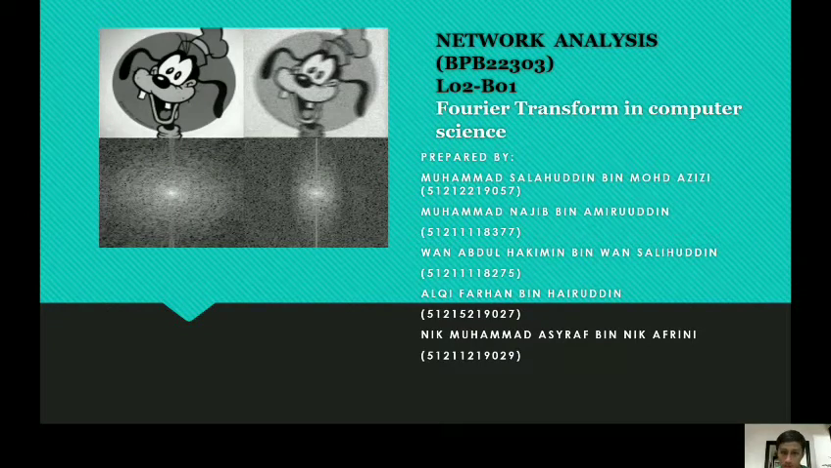and my partners are Muhammad Najib bin Amiruddin, Wan Abdul Hakim bin Wan Salihuddin, Alki Farhan bin Hairuddin, and the last one is Nick Muhammad Ashraf bin Ni Afrini.